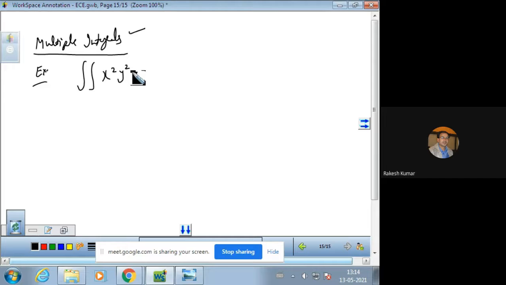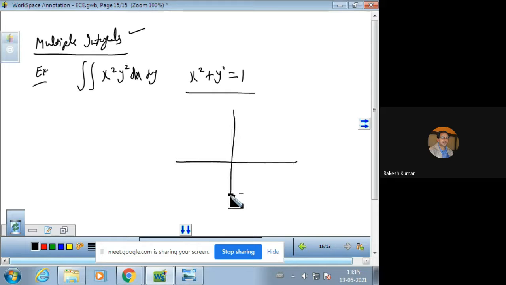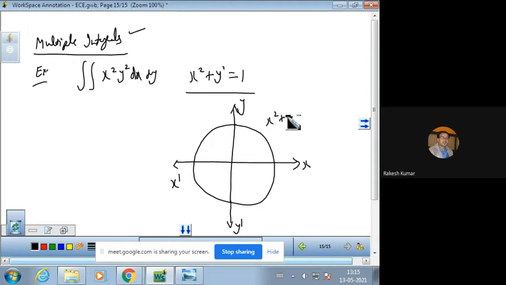The double integral is x square y square dx dy over the circle. The circle is x square plus y square equal to 1. And by changing the order of integration also, the entire region of the circle can be plotted with the help of this figure. This is the x-axis and y-axis. Now this is the circle we have, x square plus y square is equal to 1.